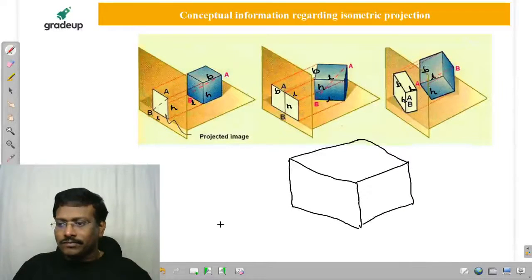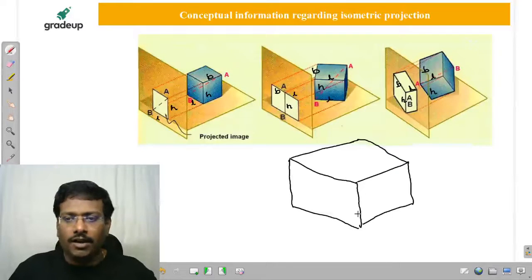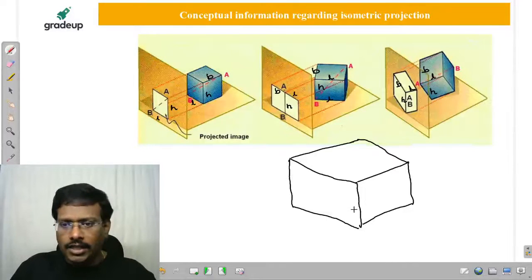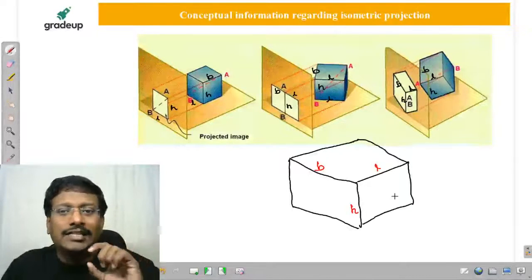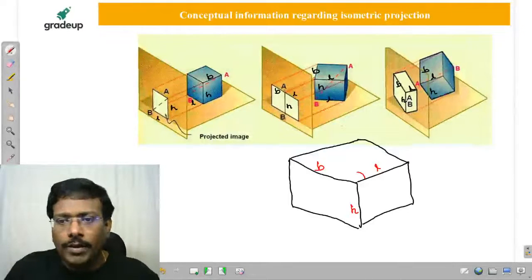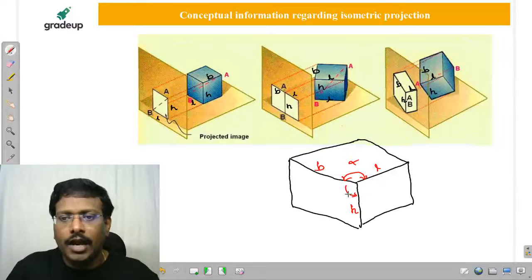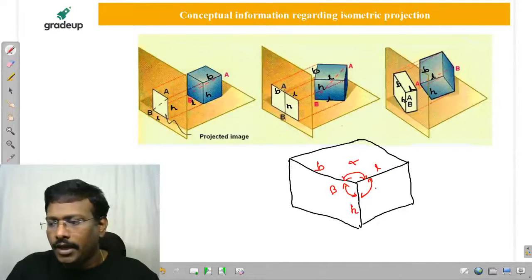Now, here if you observe, my dear friends, here we are going to get the height, length, breadth. Now, depending upon the relation between the axes, here we are going to measure the axes. Here I am assuming alpha, here I am assuming beta, and here it is going to be gamma.